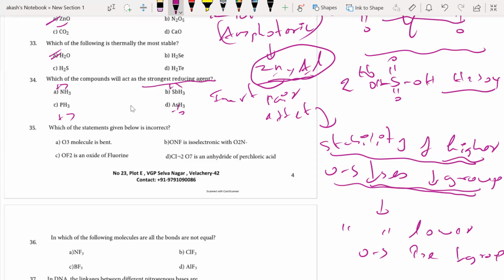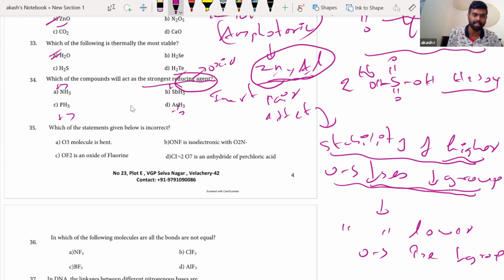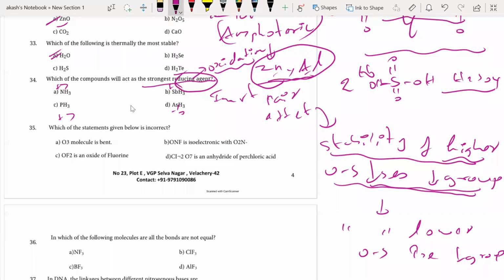Sir, we know that the thermal stability decreases down the group. We cannot speak like that, Kanna. For a reducing agent, it has to undergo oxidation. That's what you have to understand. Sir, but we can say that thermal stability decreases down the group, therefore the bond length will increase and the bond strength will decrease down the group. So we can easily break the bond between Sb and H, therefore we can evolve hydrogen gas.